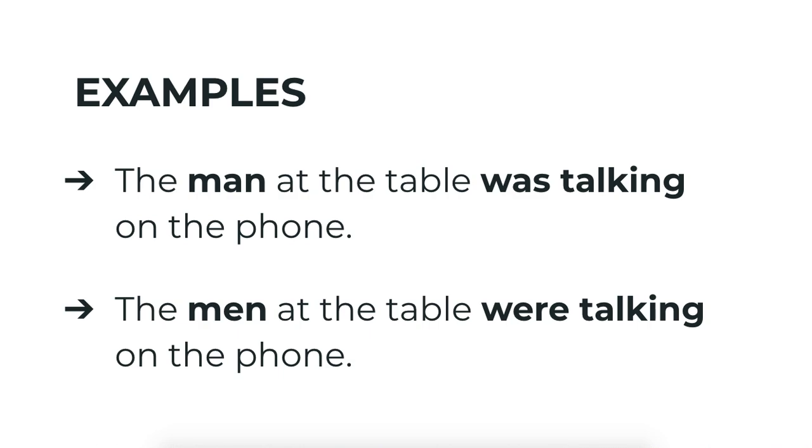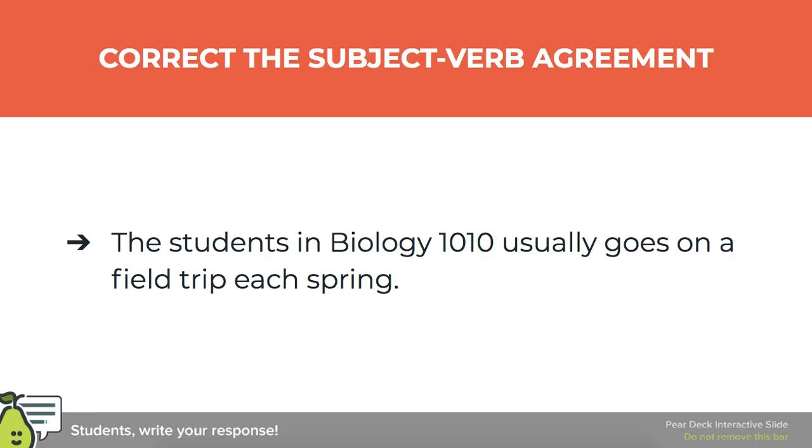First sentence, the man at the table was talking on the phone. In this situation, we only have one man, so he is singular. And our verb is was talking. That is also singular. Next example, the men at the table were talking on the phone. In this example, the men are plural. So we are going to say were instead of was. Now, if you're a native English speaker, you're probably used to this. You probably do it naturally. However, it does get a little bit more complicated, and that's what this video is going to dive into.